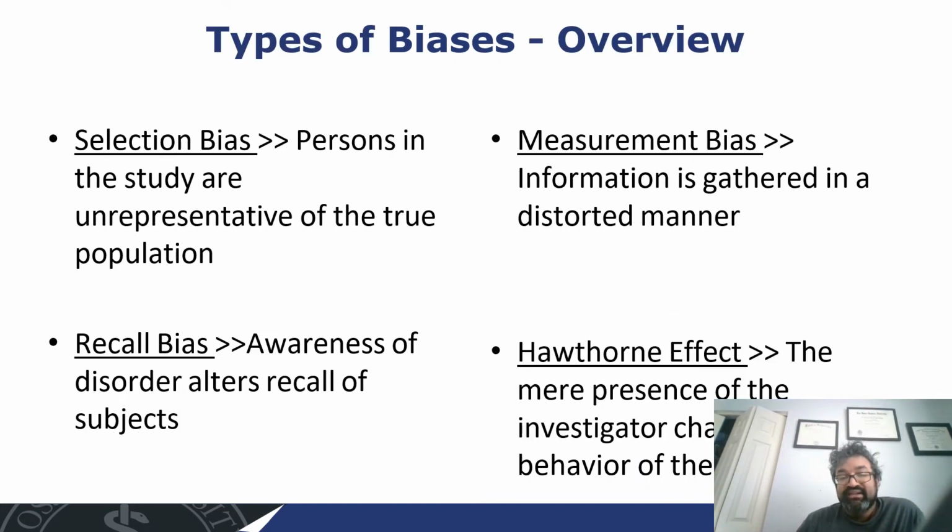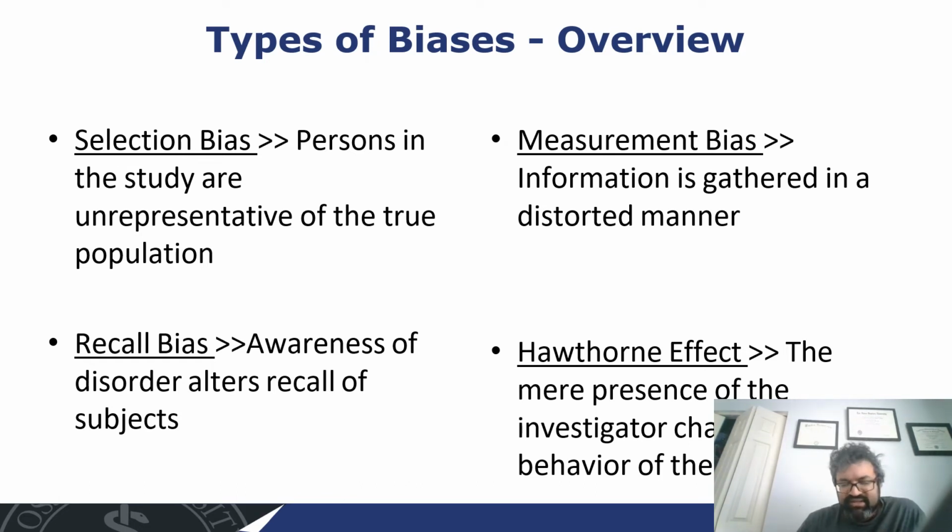Types of bias, you might be tested on some of this. Selection bias, you're not truly selecting a sample that is representative. Measurement bias is that information is gathered in a distorted manner. Maybe records were not very clear. And I've had this happen before with doctoral students who have worked on data sets from other countries.